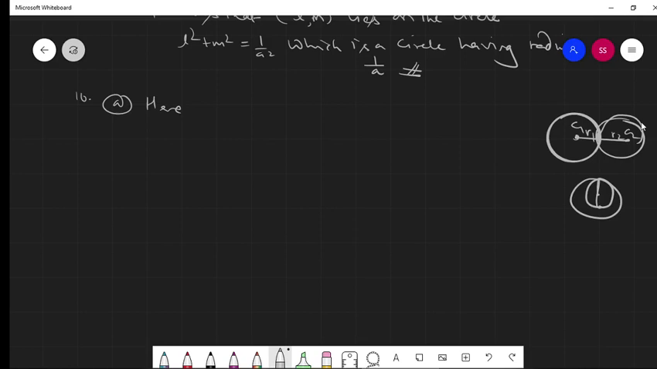Here we have given x square plus y square equal to a square. This is the first equation. And (x minus c) whole square plus y square equal to b square. This is the second equation. From the first, the center is (0, 0) and the radius equal to a. From the second, the center is (c, 0) and the radius equal to b.